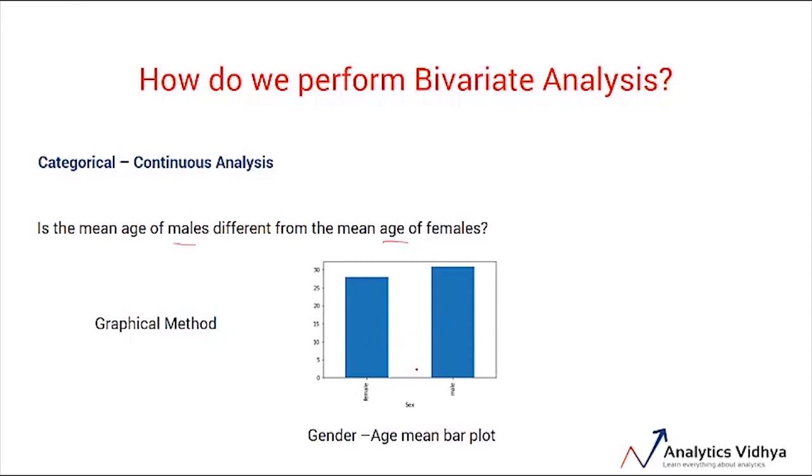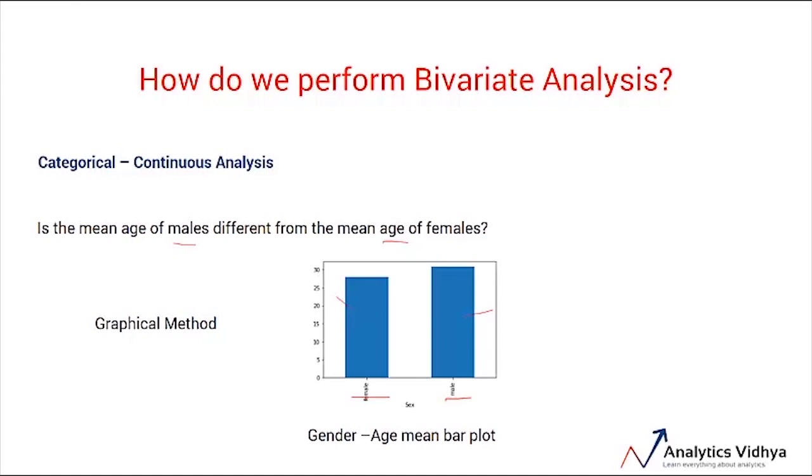But this is not it, because if we want to say something like, is the mean age of male different from the mean age of female, then there are various other factors which are to be taken into consideration. For example, the standard deviation of both the samples. It may be that the standard deviation of males is different from the standard deviation of the females. Also, the number of samples in the male group and the female subgroup might be different.